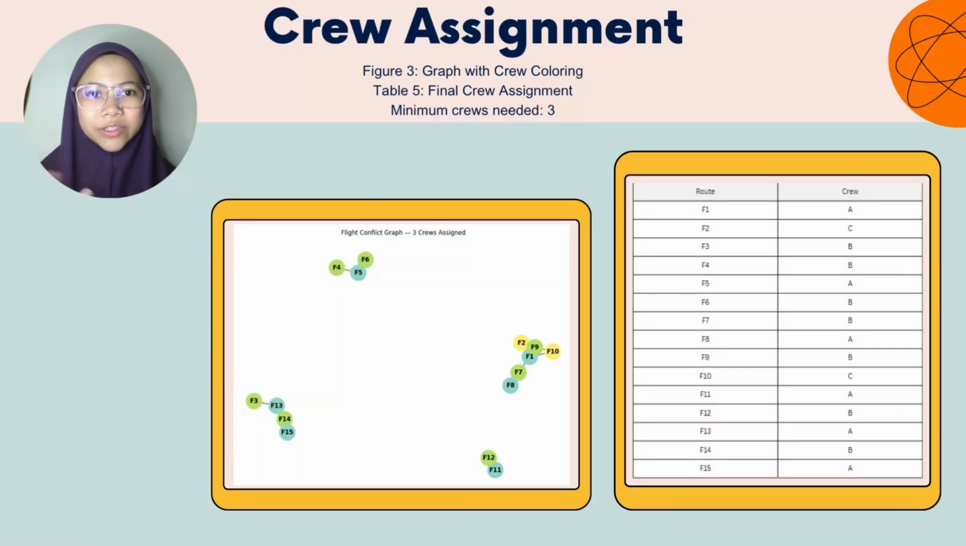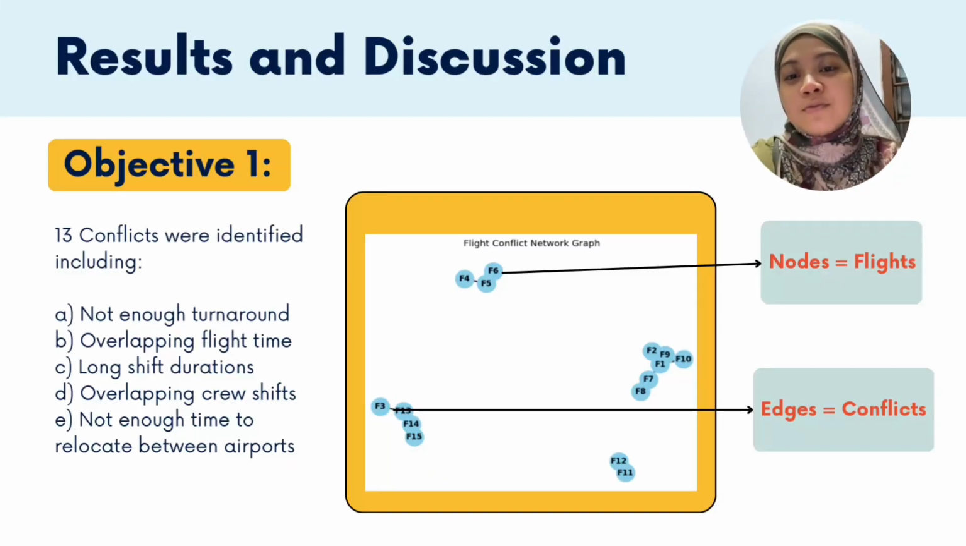Based on the conflict graph and matrix, flights were assigned to 3 different crews. Figure 3 shows the colored graph representing crew assignments, and from the table, the result is clear: conflict-free assignments using only 3 crews.